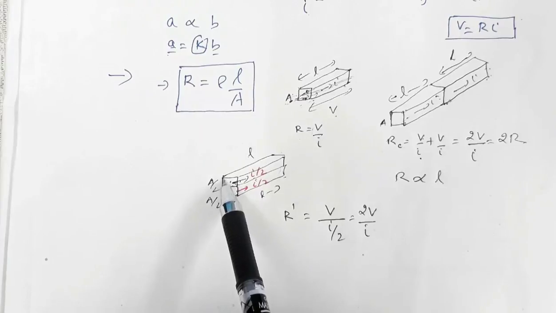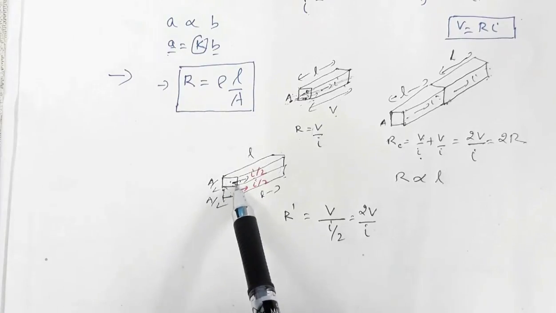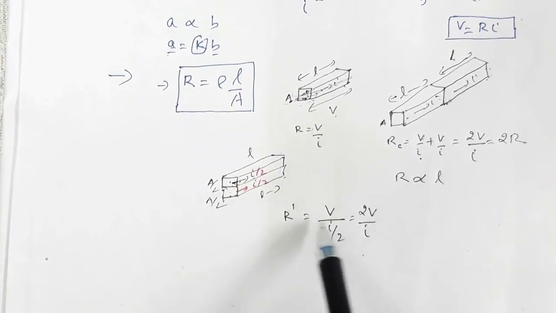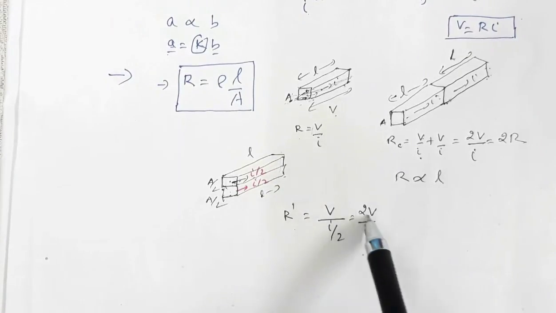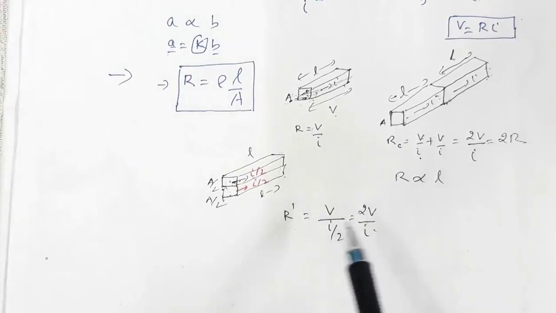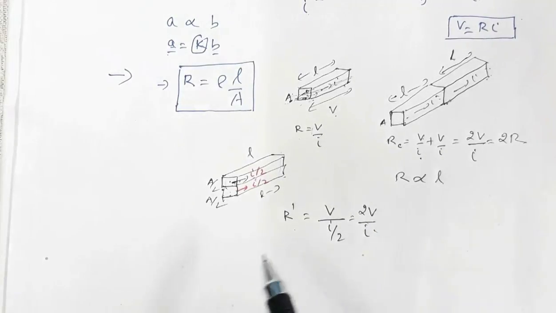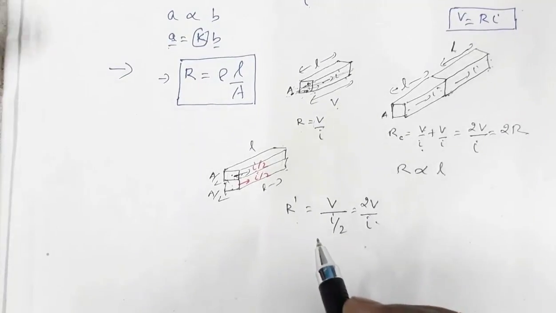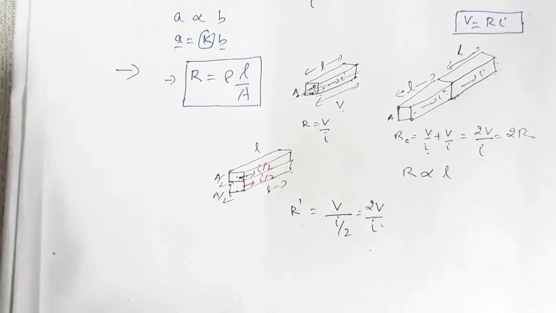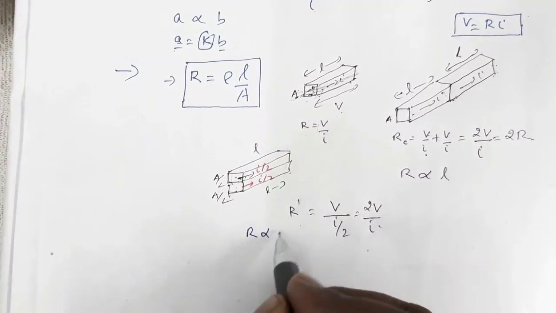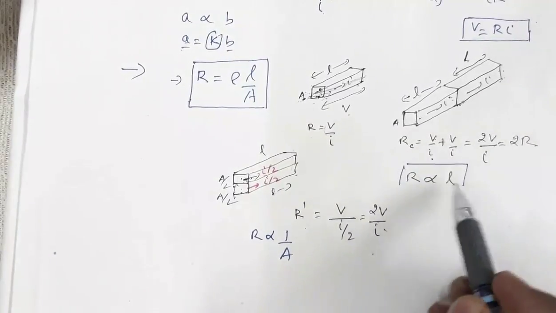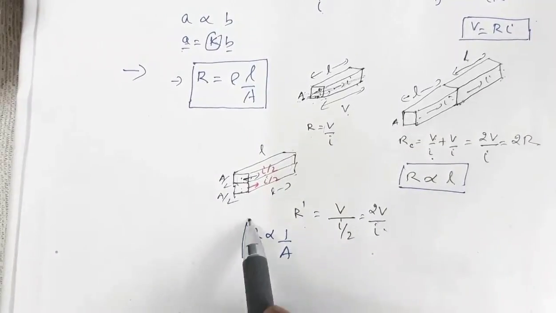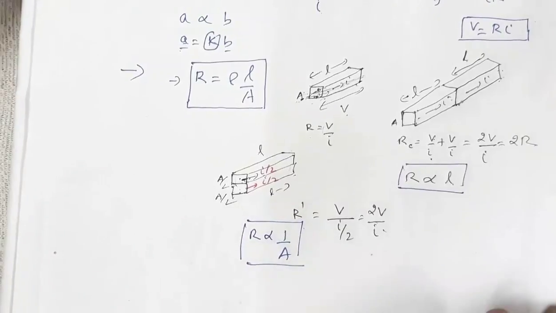So as you can see, when the area is halved, the resistance has increased by 2 times. R is V by I, R dash is 2V by I. So when the area is halved, the resistance is doubled. What does this show? This shows that resistance is inversely proportional to area. So here you have resistance proportional to L, and here resistance inversely proportional to area.